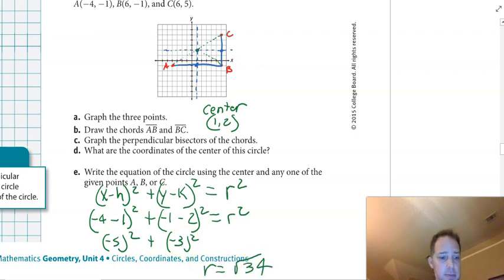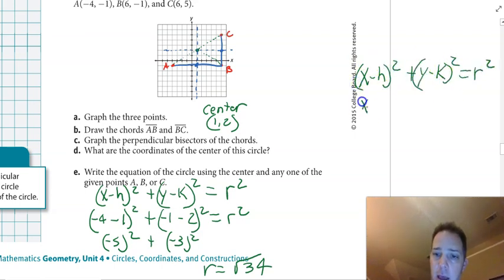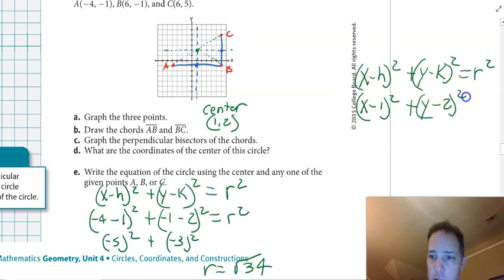Interesting. Okay, so then now that we know the radius, you could write the general form of the equation as well. So (x minus 1) squared plus (y minus 2) squared equals r squared. So square root of 34 squared is 34.